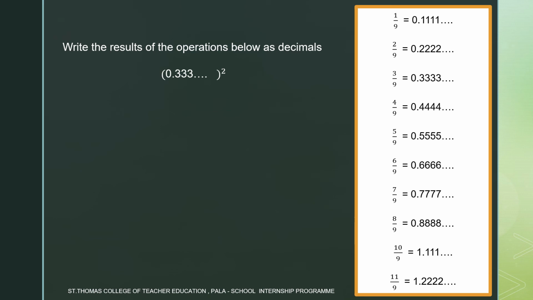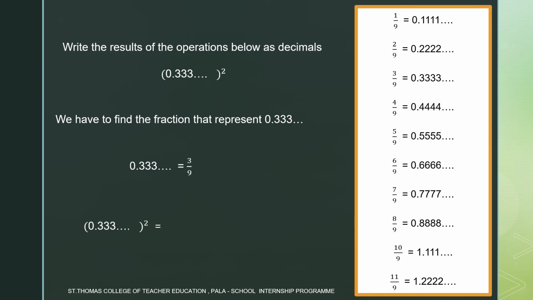Write the results of the operations below as decimals. Here, tell me the steps very quickly. Yes, finding the fraction that represents 0.333 and it is 3 by 9. Very good. Now, considering the problem again, replacing the decimal form by 3 by 9 the whole square. And we get 3 by 9 into 3 by 9, isn't it?